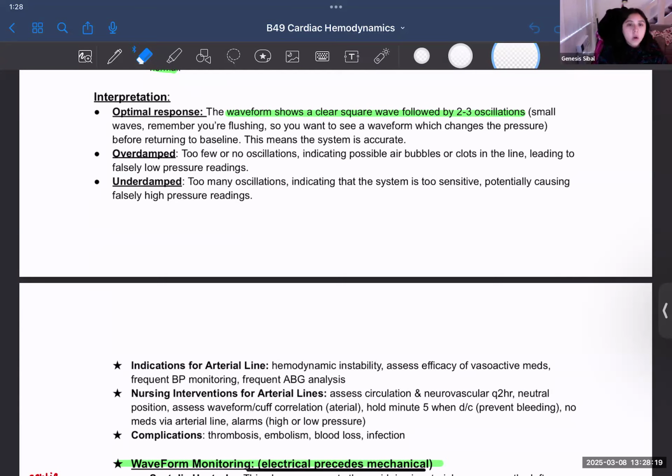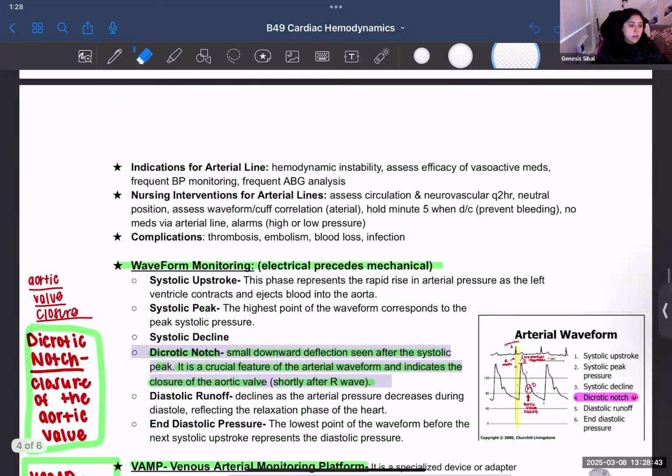Overdamped, there's 1 or no oscillations. So basically, this could mean that you have air bubbles or clots in the lines, and that could lead to low pressure readings. That's why we have the pressure bag. We have the saline continuously providing constant pressure, so we know that it's accurate. For underdamped, now you're having too many oscillations, too many little waves. That indicates maybe something in the system is too sensitive, and now you're having too high pressure readings.